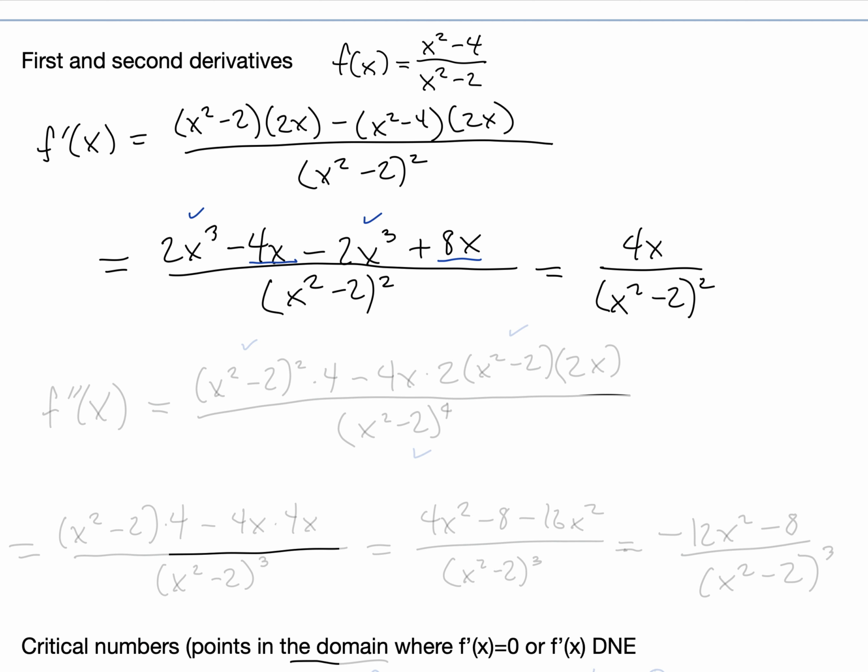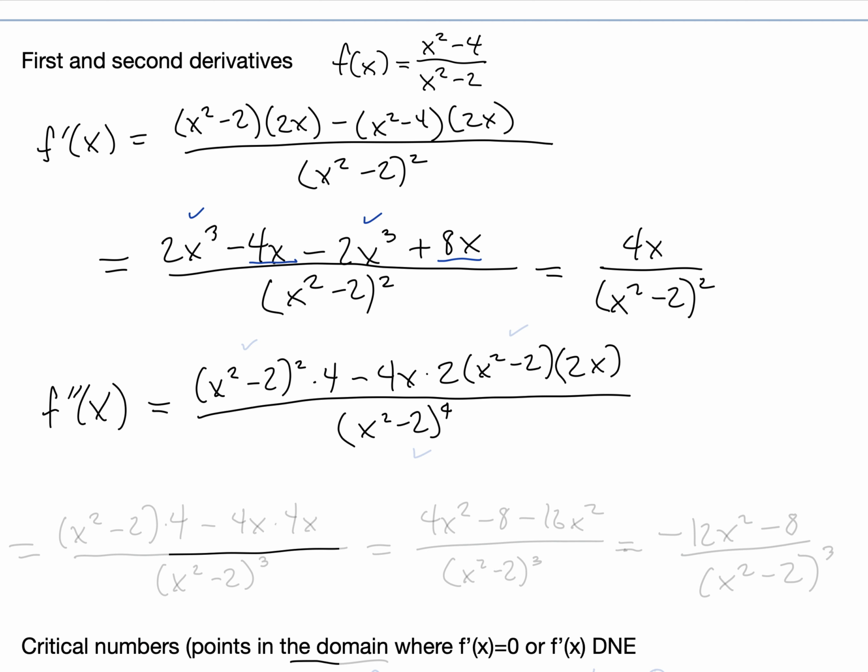Now let's look at what our second derivative is going to be, f double prime of x. Again, using the quotient rule, low, x squared minus 2 squared, d high, times 4, minus high, 4x, d low. Here we need the chain rule. So 2 times x squared minus 2 to the 1 power, the outside function is something squared, multiplied by the derivative of the inside, that's 2x, all over the bottom squared. So that's x squared minus 2 squared squared again, that's x squared minus 2 to the 4th.